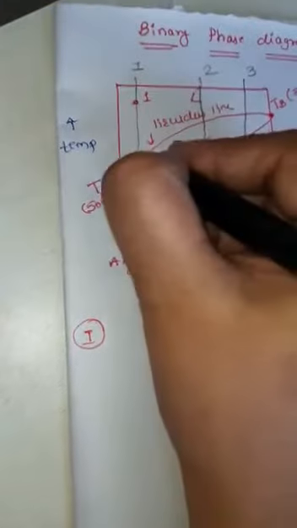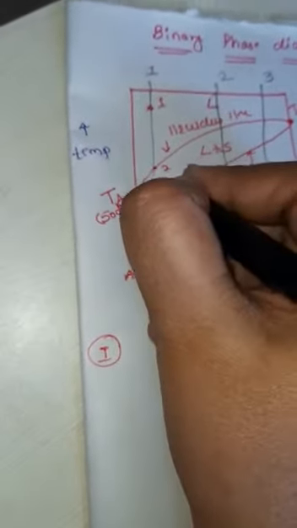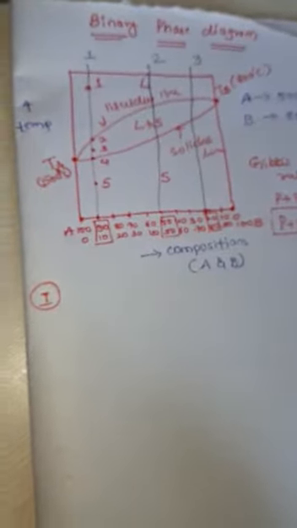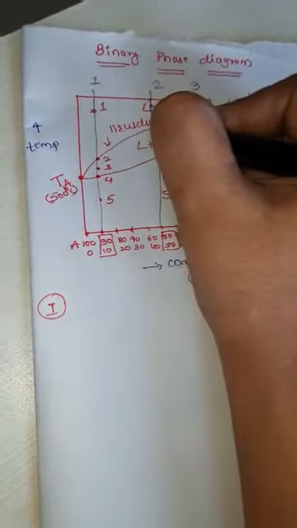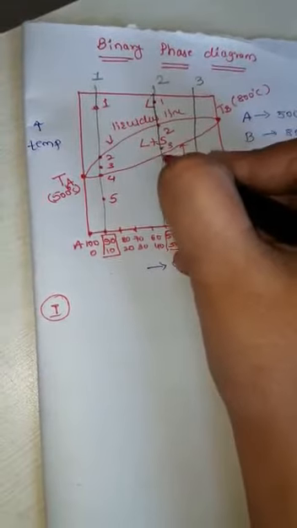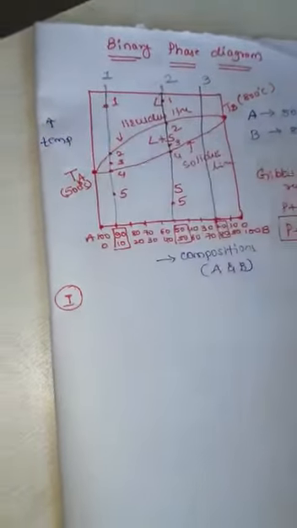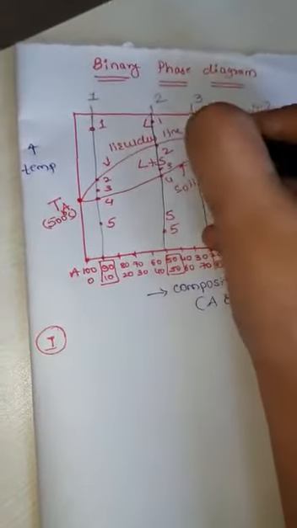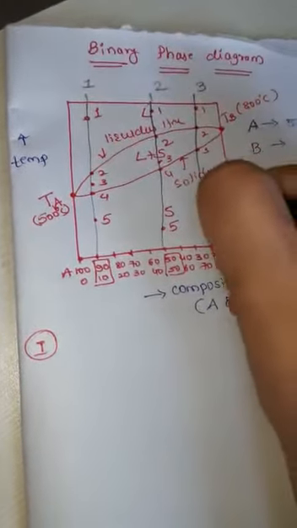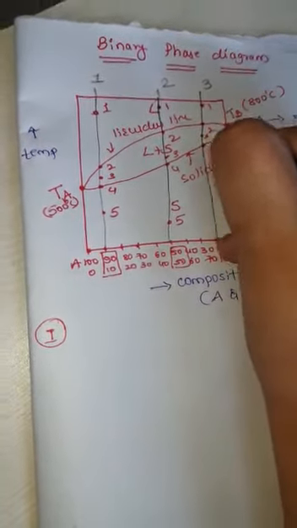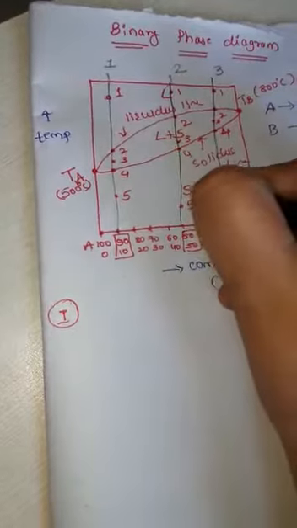At the first line, I am taking the first point at the liquidus line, the second point at the liquidus, then the third point, the fourth point, and the fifth point. Similarly, on the other lines, this is the first point, second point, third point, fourth point and fifth point. This is the binary phase diagram.